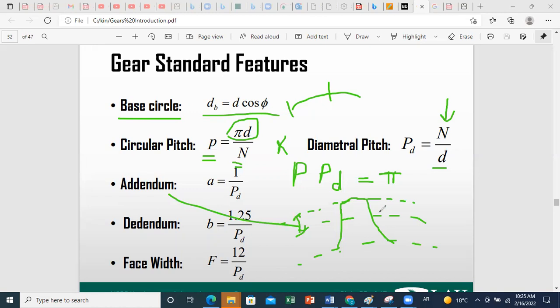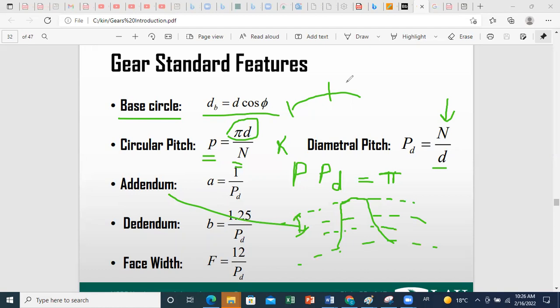It will go to the bottom of the tooth. But the idea is that the base circle is based on the pressure angle and the value of the circular pitch. And it can be somewhere here. Okay, it depends on the value of the angle phi.